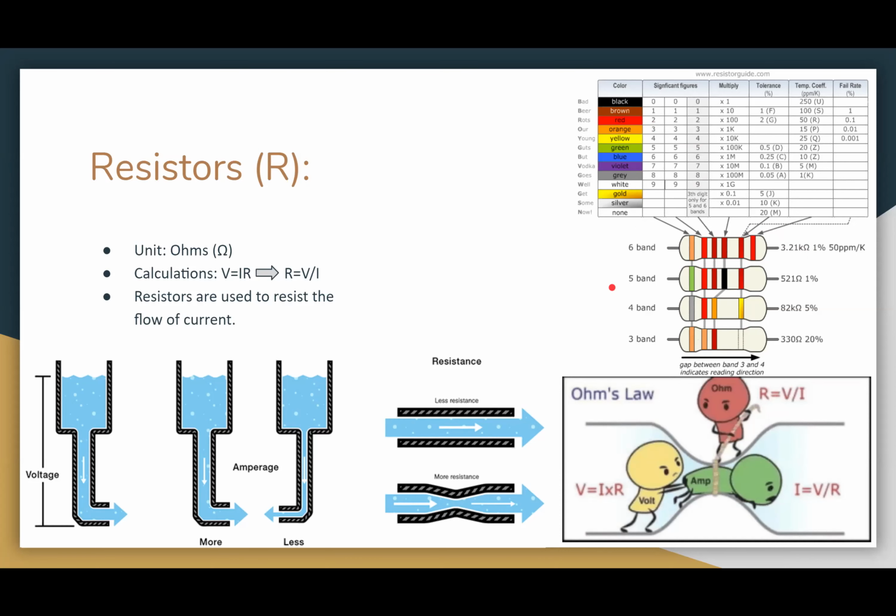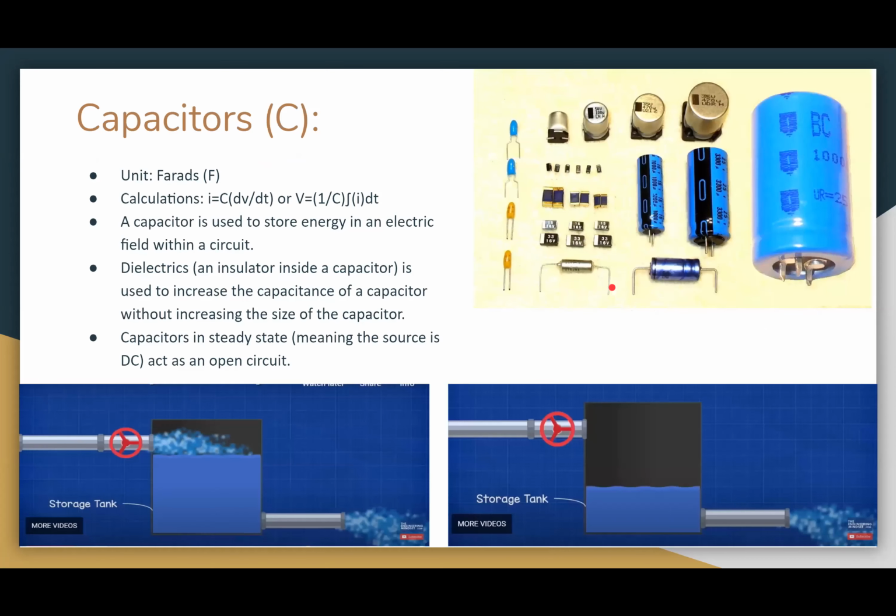Right. So next, Kevin's going to talk about capacitors. Over here we've got capacitors, and the unit they go by is farads. The calculation is I equals C dV/dt, or V equals 1/C times the integral of I dt. Basically you'll learn that in 211.